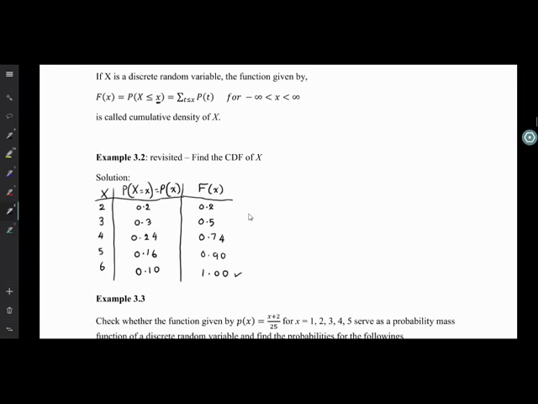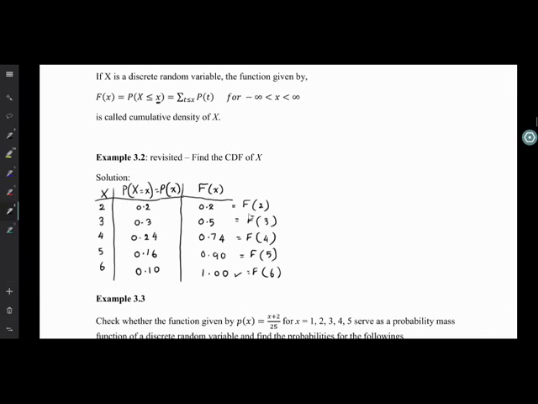Since this is a proper PMF, at the end you should end up with the total probability 1. So this is called the CDF, or the cumulative distribution of the random variable x. Okay, so this is F at 2, this is F at 3, this is F at 4, F at 5, and F at 6.